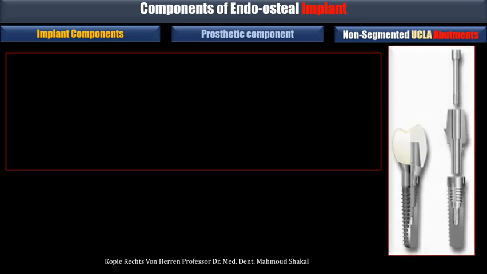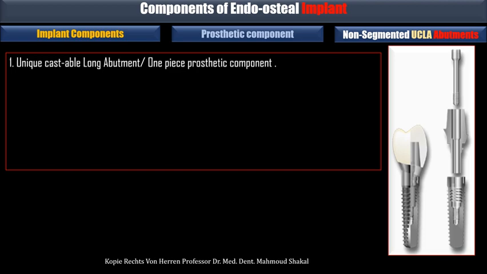The non-segmented UCLA abutment. The UCLA abutment is not the University of California, Los Angeles, as we know. UCLA is an abbreviation of unique, castable long abutment. It is a one-piece prosthetic abutment that consists of one screw. I'll go back with this picture here. It's one screw attaching the abutment to the fixture.